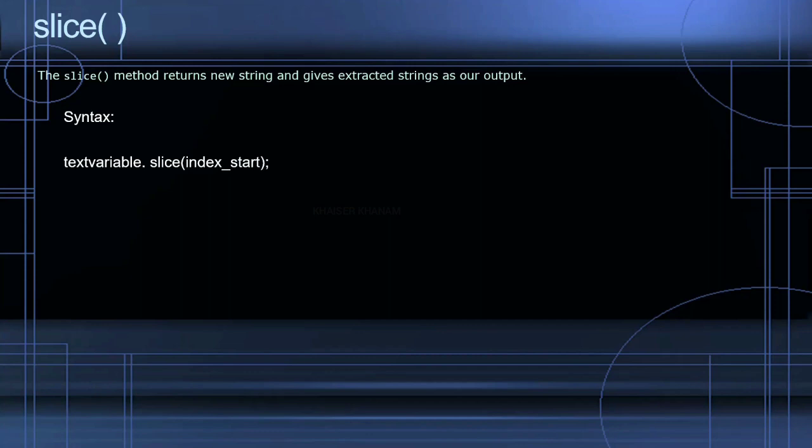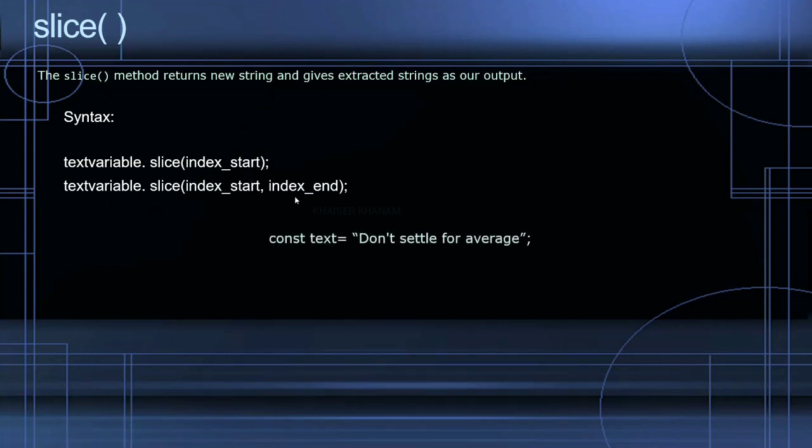Once we see this practically, you will have a clear idea on this slice method. This is the text variable, which contains our string, dot slice. Inside this, we just have to pass the index position, and as the second argument we are also going to give the index end. The index position is where I want to start extracting, and index end is till where I have to extract. We will see examples on this.